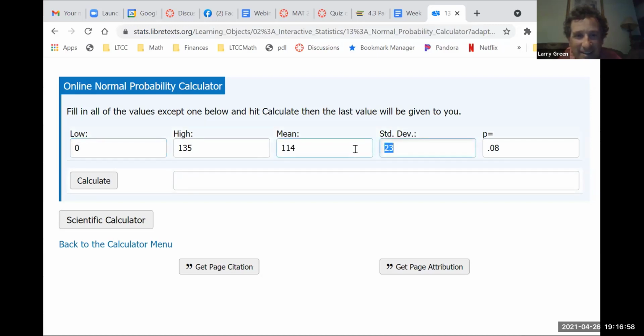Okay. The standard deviation was given. That was 7. The mean was 140. And we want the probability. So what do you think? A 24% chance.